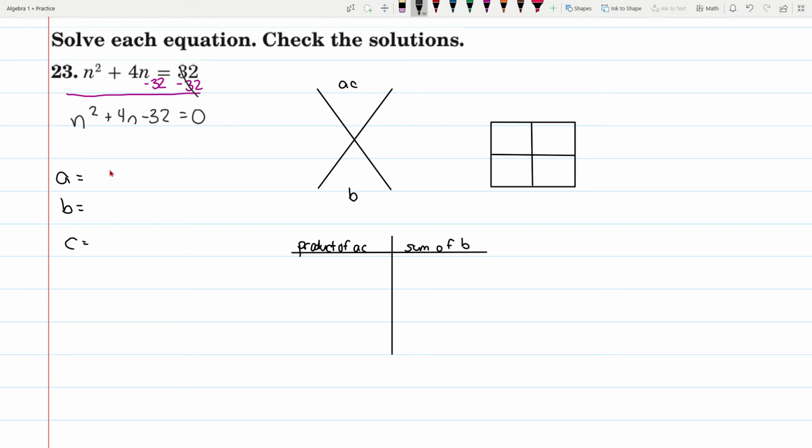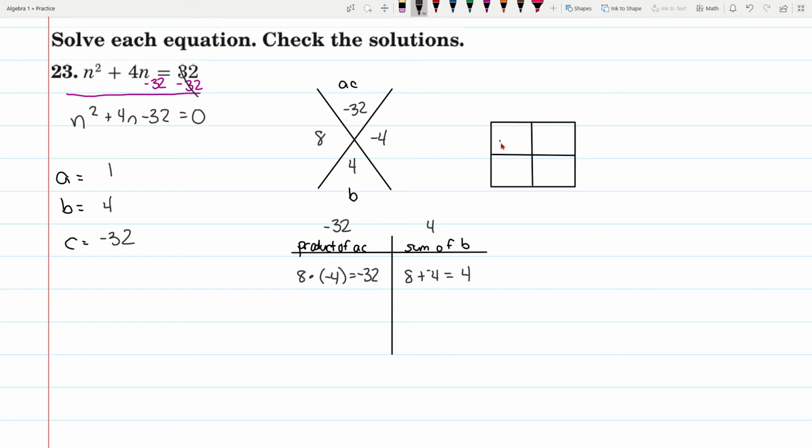And so now our a is 1, our b is 4, and our c is negative 32. A times c is negative 32. b is 4, so we're looking for a product of negative 32 that adds up to be 4. How about a positive 8 times negative 4? That does multiply to be negative 32, and 8 plus negative 4 does equal a positive 4, and so 8 and negative 4 are our factors here.